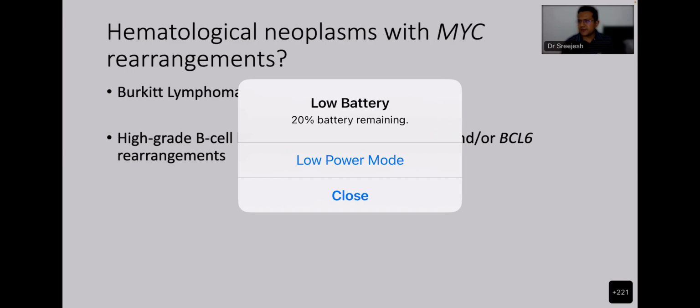In double hit lymphoma, what is the recent definition of double hit lymphoma? Anyone? The latest definition. MYC and BCL2. You need BCL2. BCL6 is not sufficient. MYC plus BCL2, plus or minus BCL6. So the term is high-grade B-cell lymphoma with MYC and BCL2 and/or BCL6 rearrangement. So you have to do BCL2 as well as BCL6 FISH. Irrespective of the morphology, you can also see MYC rearrangement in B-ALL. You can see MYC rearrangements in multiple myeloma.